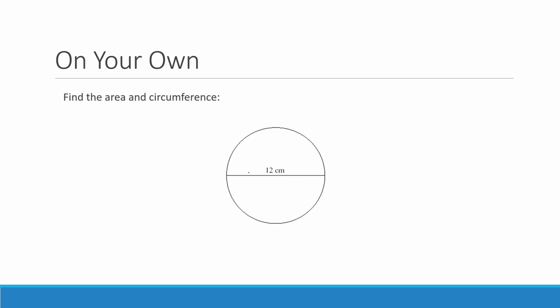I want you to pause the video and try this one on your own. I want you to find both the area and the circumference. And when you're ready, hit play to check your answer. So with this problem, if I'm going to find the area, I've got to be careful.